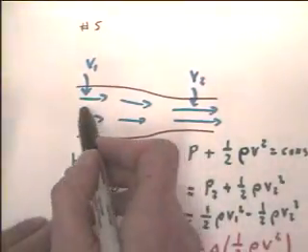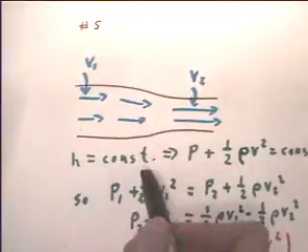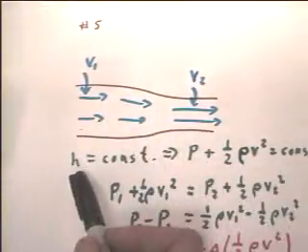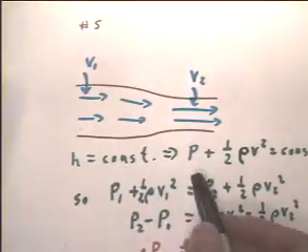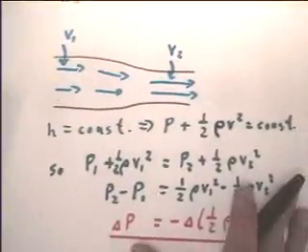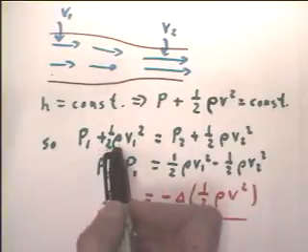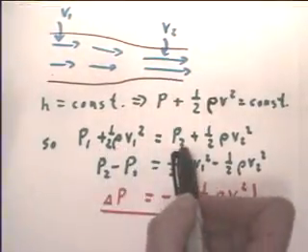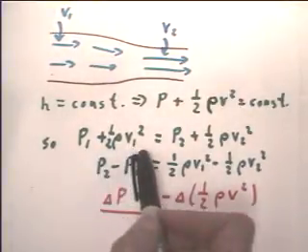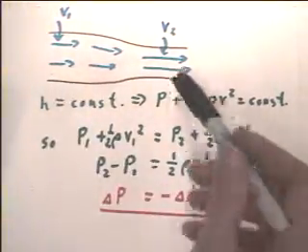Now, if you have a velocity v1 here and a velocity v2 here, and if the height remains constant, so that the fluid has these velocities at the same height, but at different points, then p plus 1/2 rho v squared is constant, and it follows that p1 plus 1/2 rho v1 squared equals p2 plus 1/2 rho v2 squared, where the subscript 1 refers to one point in the fluid, and the subscript 2 to another point.